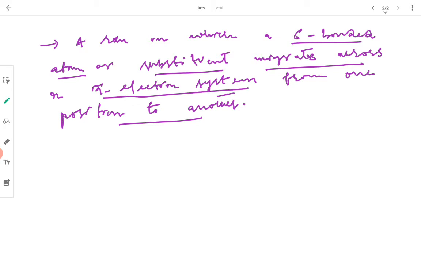So this is known as a sigmatropic reaction. Let us take a simple example. I will take an example of a 1,3 sigmatropic rearrangement.